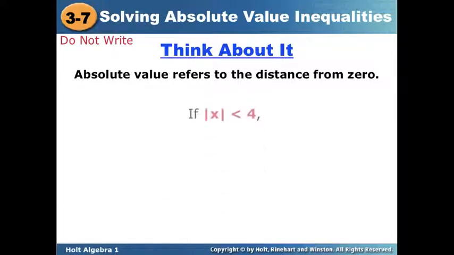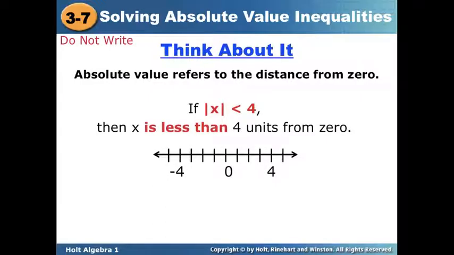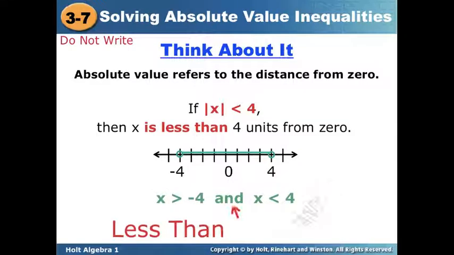Now when we think about absolute value inequalities, we have to consider the inequality symbol. Here we have the absolute value of x is less than 4. Then that means x is less than 4 units from 0. Therefore, it will be open circles because it's not included in equals to, open circle, and it's shaded less than 4 units from 0. Notice x is greater than -4 and x is less than 4. One way to help you remember this is "less than."